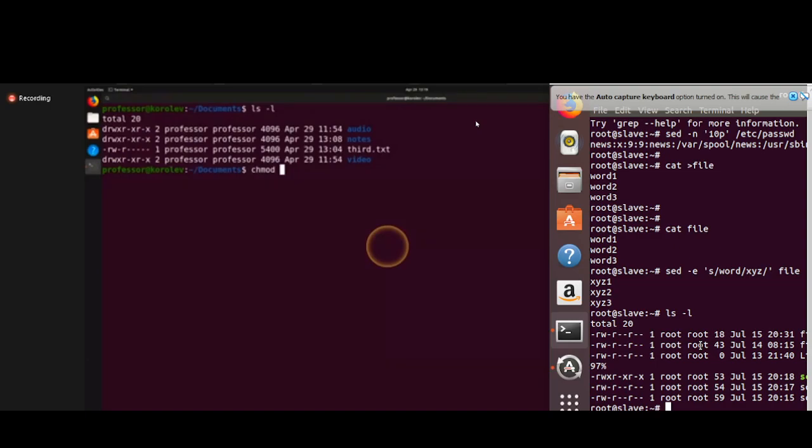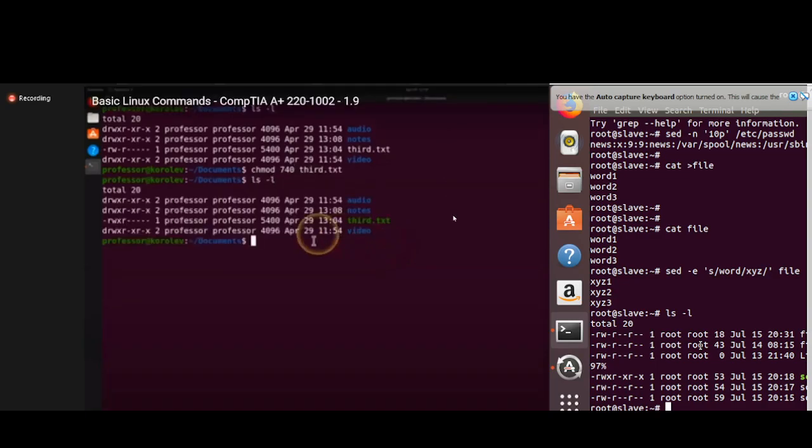Let's use chmod with 7 to specify that the owner would get all access to the file. We'll use 4 to change this to be read access for the group, and we'll use 0 to maintain that there would be no access for anyone else, and then we'll specify third.txt. If we look at the permissions again, you'll see that they have changed.